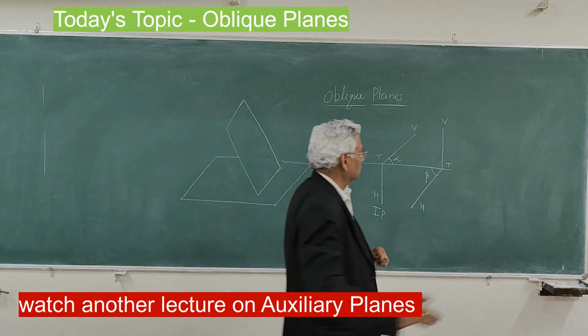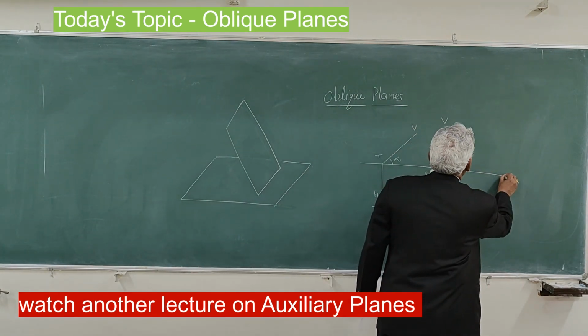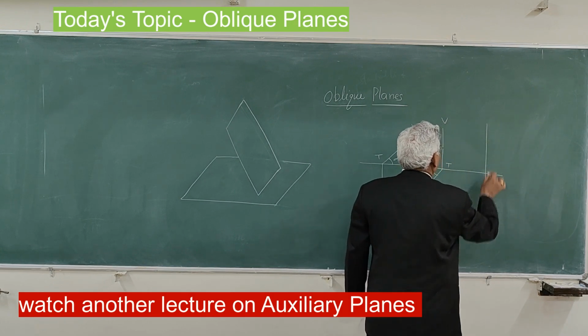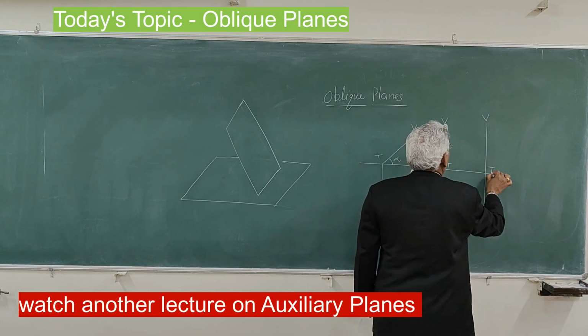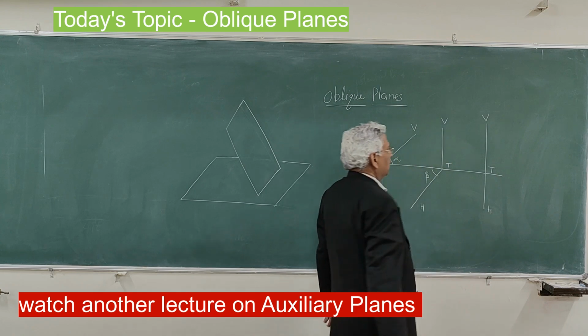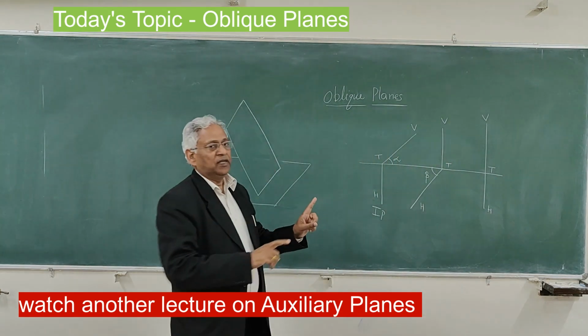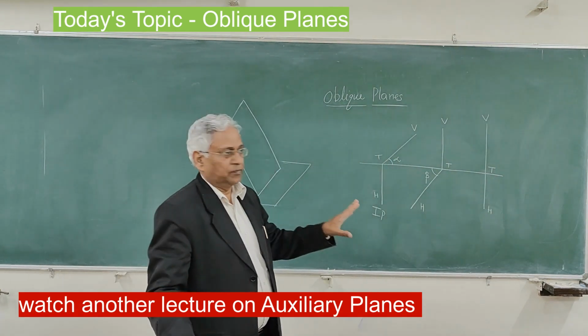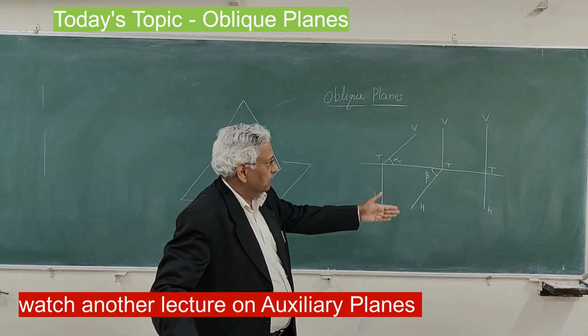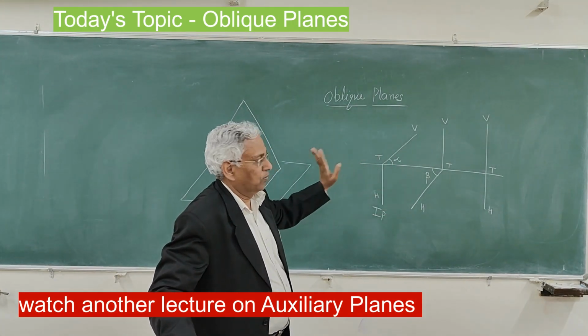And I also told you about the third plane. This is the profile plane, a special case of IP or AVP when this plane becomes perpendicular to both the reference planes, and therefore VT and HT will be a line perpendicular to the ground line.